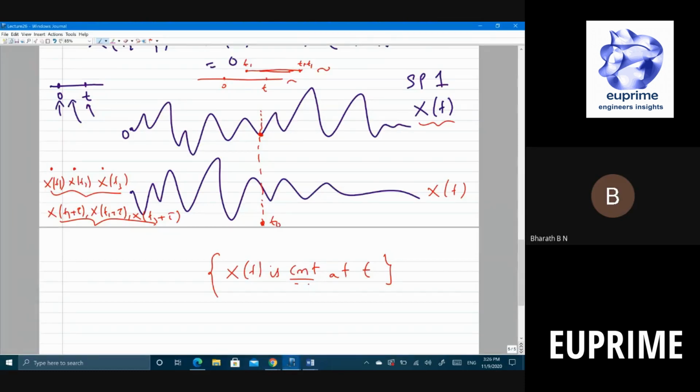Okay. So now it turns out that essentially I can make a statement as follows, right? I can say the set of all outcomes for which x of t is discontinuous. Okay, right? So this is an event, right? X of t is discontinuous at some point, right?